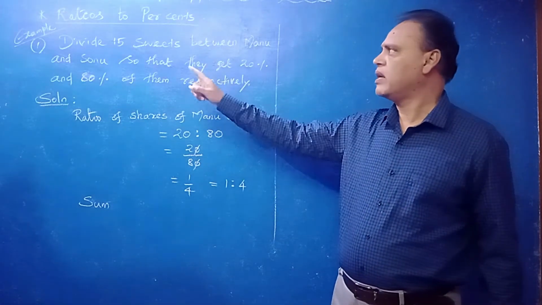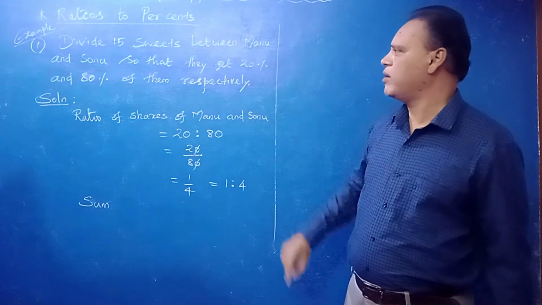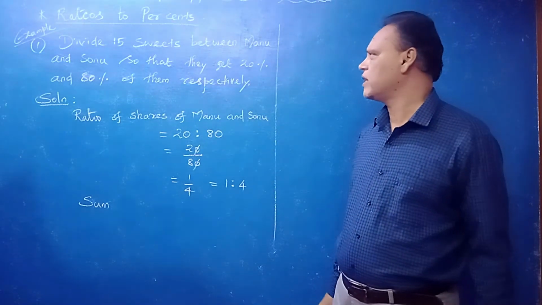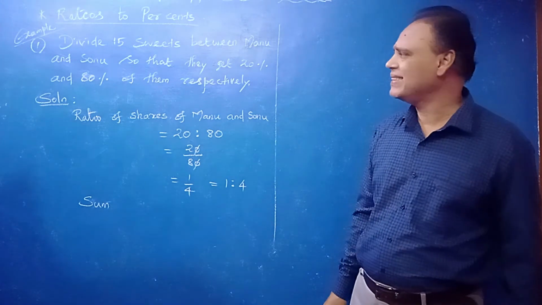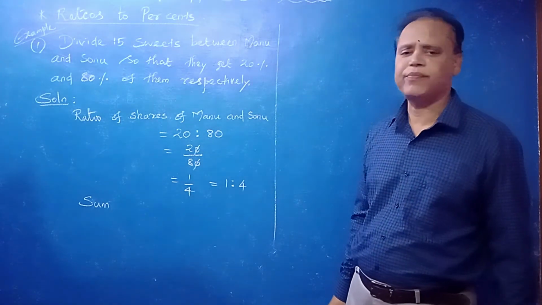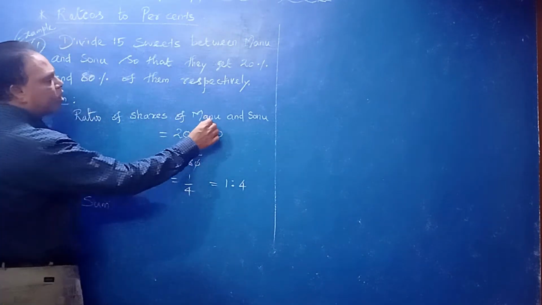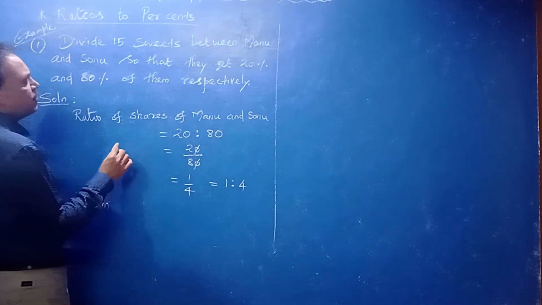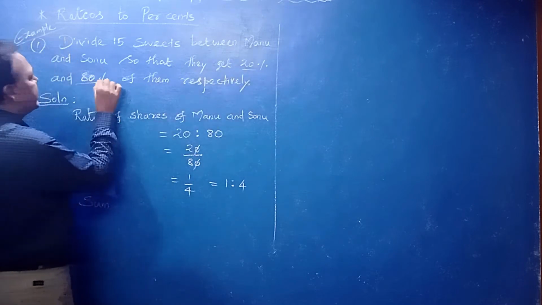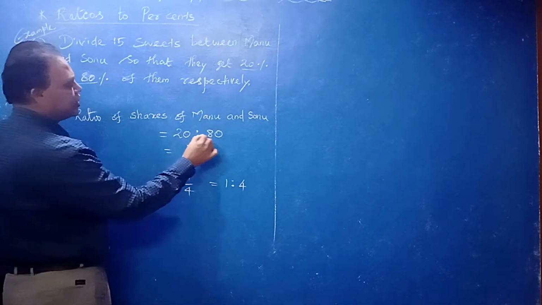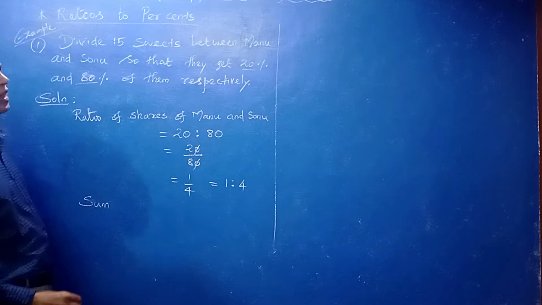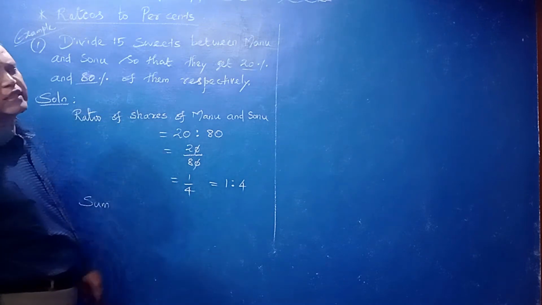See the example. Divide 15 sweets between Manu and Sonu so that they get 20% and 80% of them respectively. So what you have to do is find the ratio of shares of Manu and Sonu. The percentages are given, so you take it in the ratio, that is 20 is to 80. Both are percent, that's why we convert into a ratio.